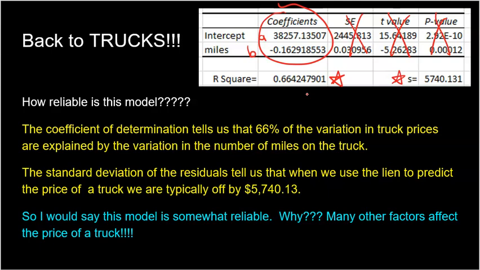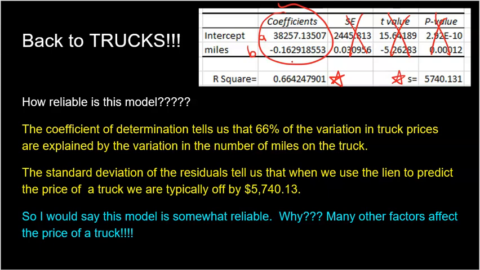All right, what about the standard deviation of the residuals? Now I see here it's 5740.13. Now remember, the unit is the same as Y, which is price, dollars. So the standard deviation of the residuals tells us that when we use the line to predict the price of a truck, we're typically off by $5,740.13. Now, let's just review that one more time.